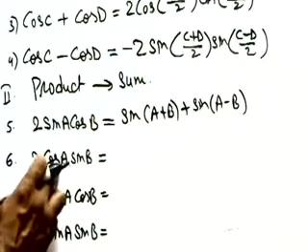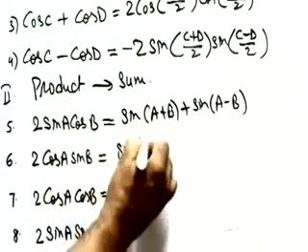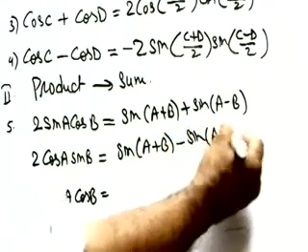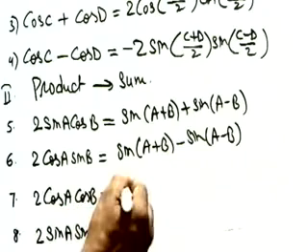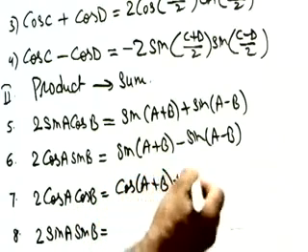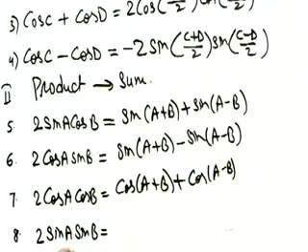Product to sum. In the same way, 2 cos A sin B, if you get cos A, we have to write minus in between, the same formula for minus: sin(A plus B) minus sin(A minus B). If both are cos, we are having the cos plus formula: cos(A plus B) plus cos(A minus B).